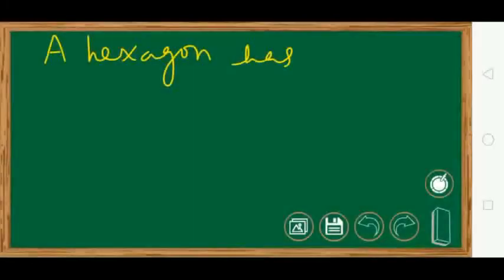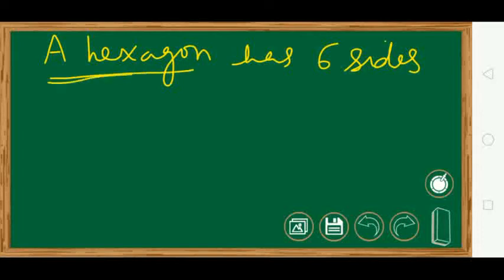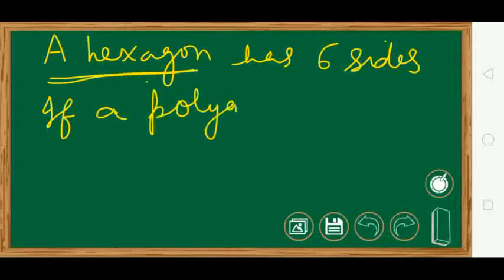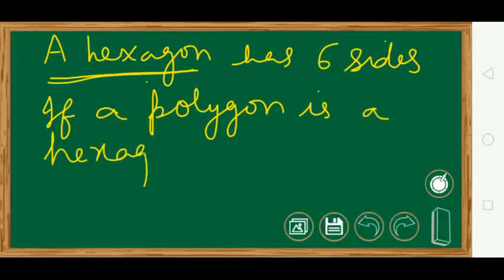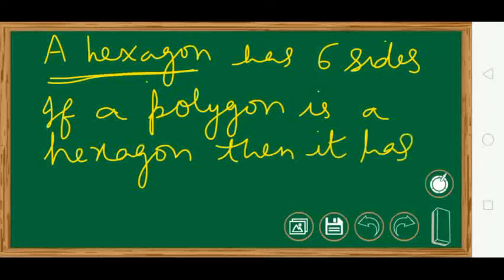Next. A hexagon has 6 sides. Now, what they are telling is that it is a hexagon. So after if, this will come. If a figure name is given, we will write if a polygon. If a polygon is a hexagon, then it has 6 sides. Okay?